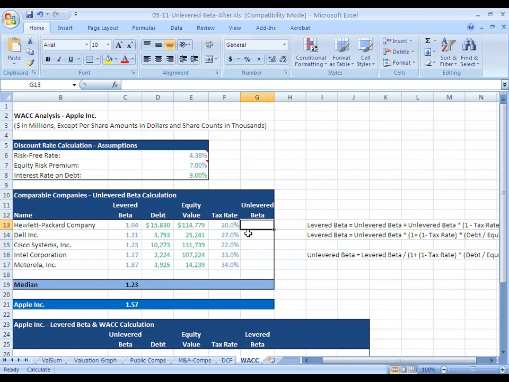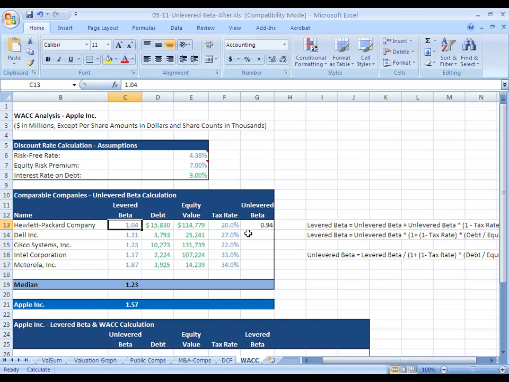So for the first one, Hewlett-Packard, what we're going to do here is take our levered beta and then divide by 1 plus (1 minus the tax rate) right here, and then multiply by the debt to equity ratio. So debt divided by equity right here. So we get to their unlevered beta of 0.94. This makes sense because Hewlett-Packard actually has debt here.